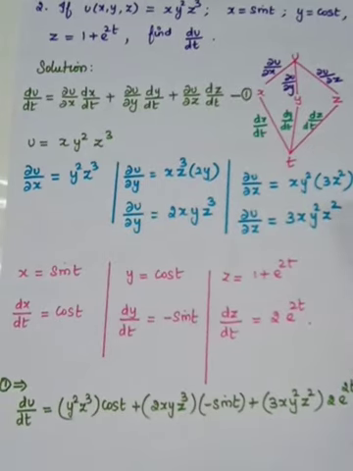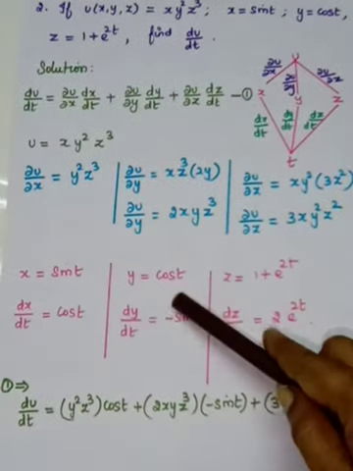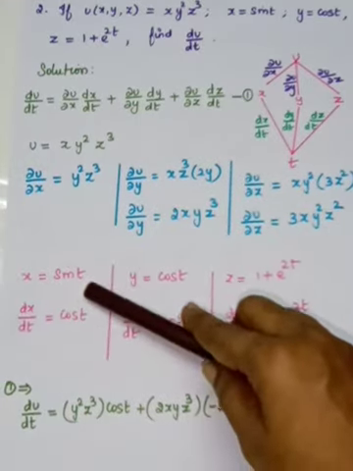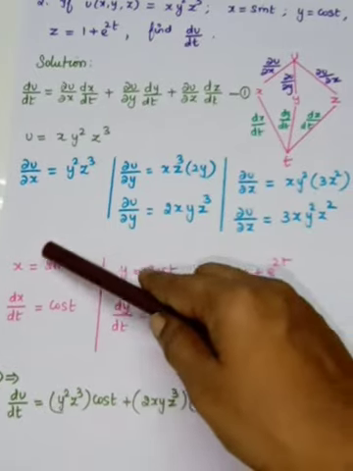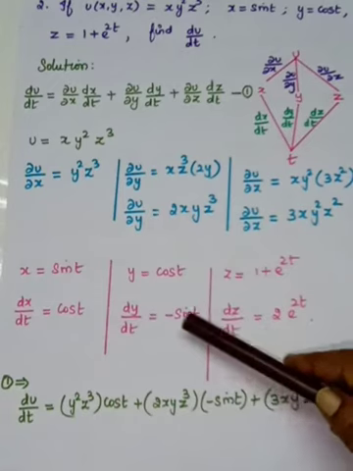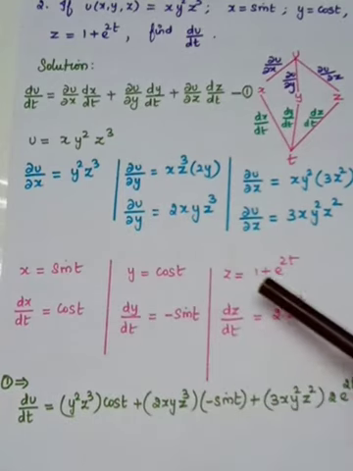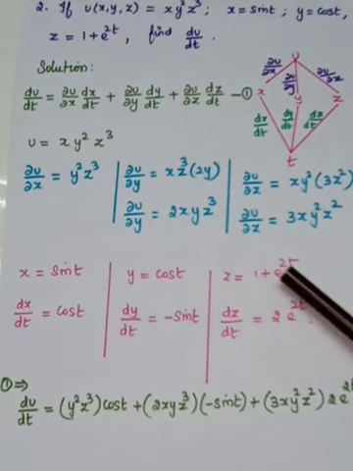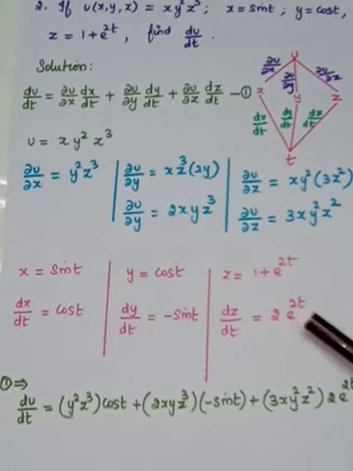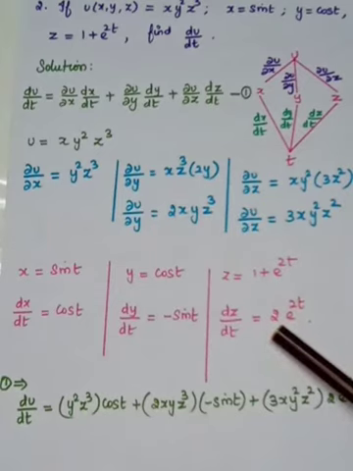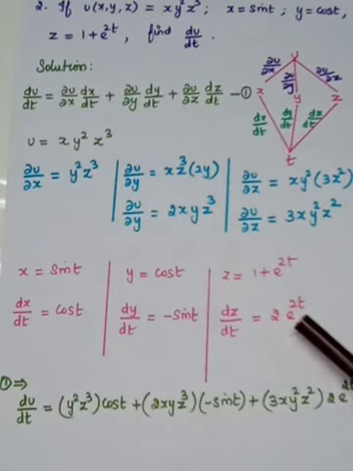So take x = sin t, y = cos t, and z = 1 + e^(2t). So it's a function of a single variable t. So dx/dt is nothing but sin t differentiation, which is cos t. And cos t differentiation is −sin t, that is dy/dt. You have to differentiate z with respect to t. The differentiation of 1 is 0. And e^(2t), how will you differentiate? e^(2t), and the power has to be differentiated. With respect to t, 2t differentiates to 2. So I have written 2e^(2t).